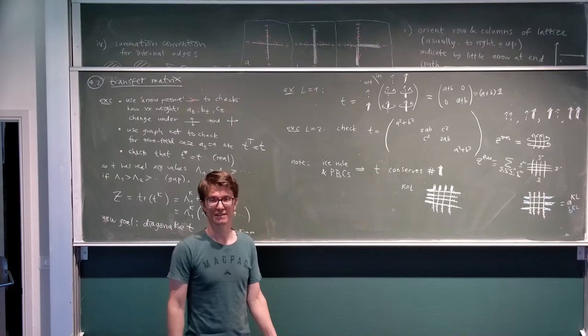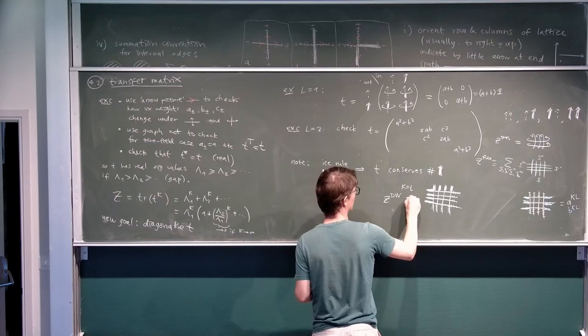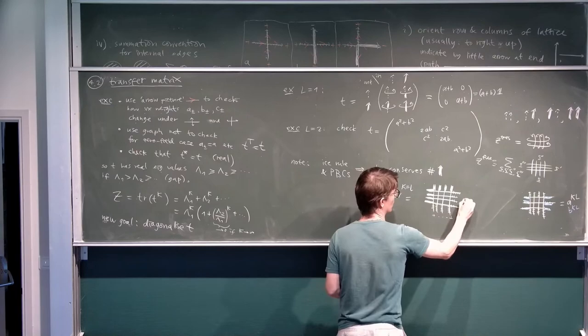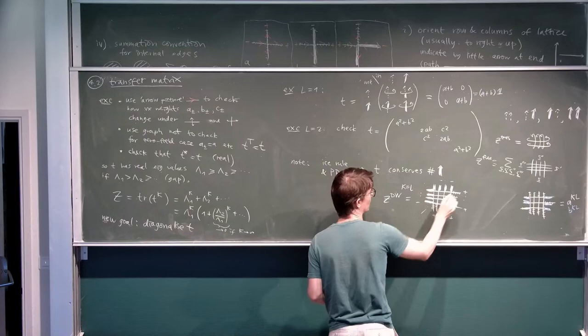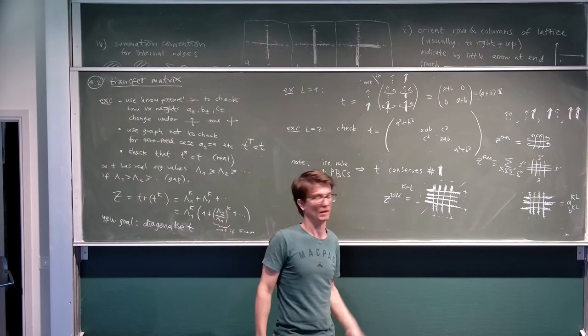This case is called the domain wall partition function. The reason is that here we have our plus spins all the way like that, and then here we have minus spins all the way like that. So here and here we have two domains, a plus domain and a minus domain. It's not a very good name, but that's the name.